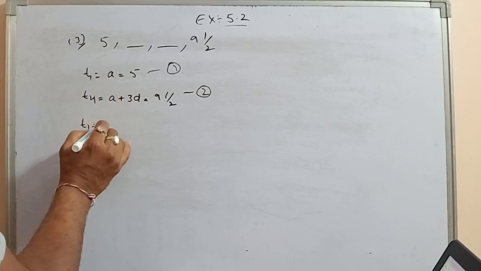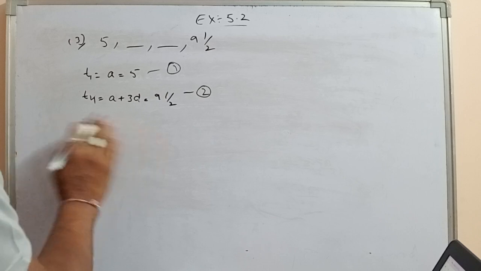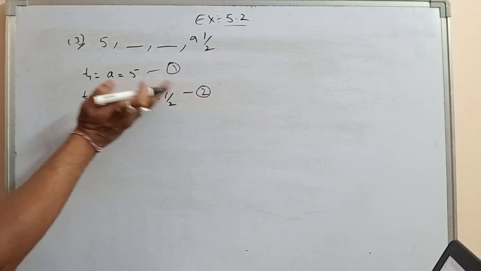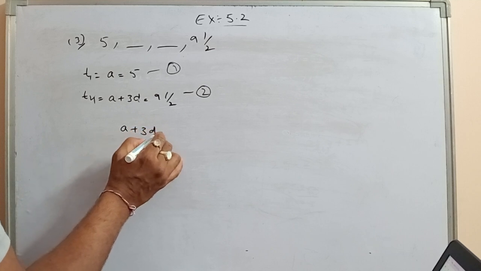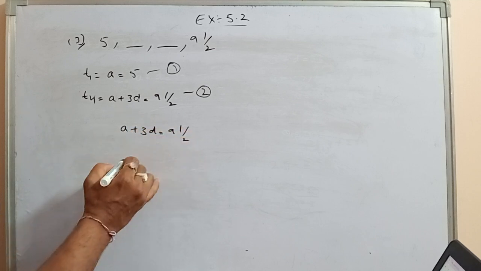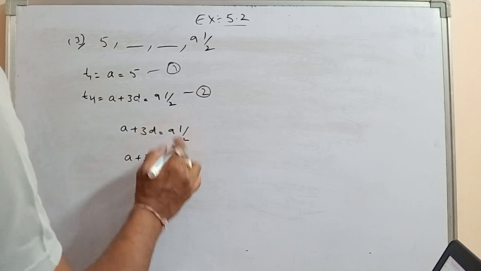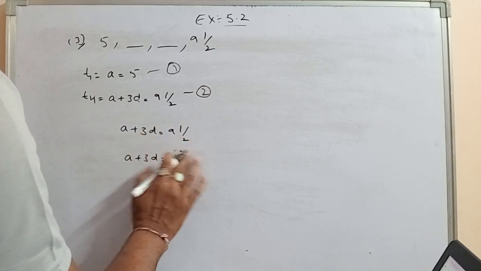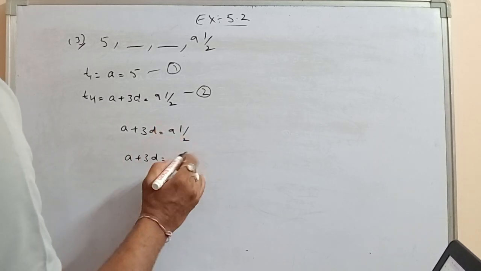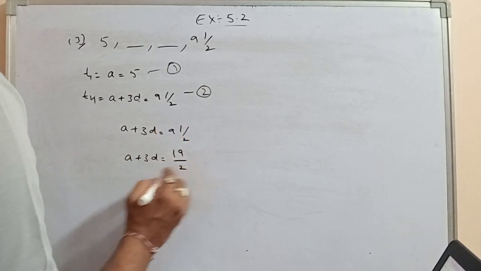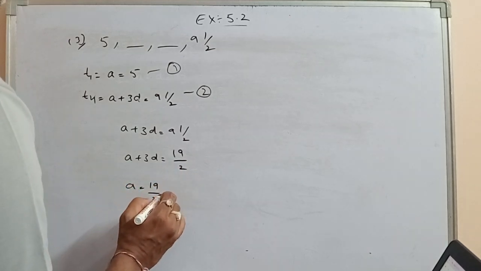So T1 is equal to a is equal to 5. We have to substitute in the second equation. So I am directly taking the second equation, that is a plus 3d is equal to 9 1 by 2. 9 2s are 18, 18 plus 1 is 19. So it will be 19 by 2.